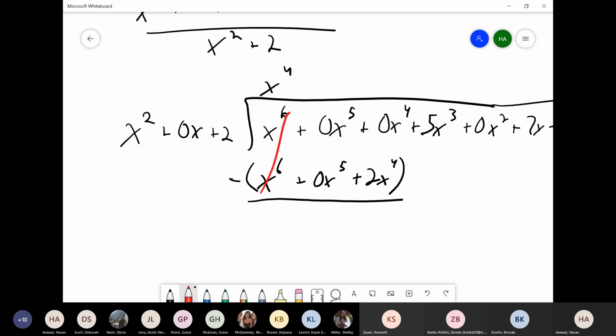Then you have 0x to the fifth minus 0x to the fifth. So this entire column also cancels out. You're done here. There is nothing to be done. So having that placeholder here might help you out.